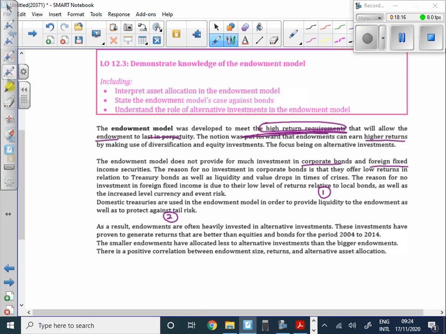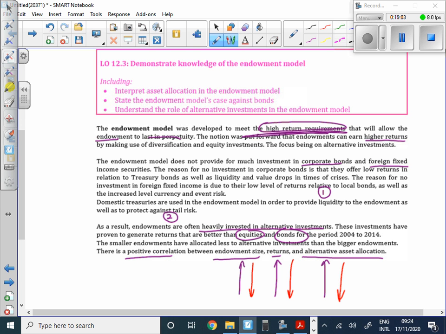They are heavily invested in alternative investments, which over time, and of course subject to debate, generally have proven to offer better returns than the traditional equities and bonds. Good. So remember, it's something that we look at. Another interesting point about the endowment model: there is a positive correlation between the size of the endowment, the returns, and the amount that they allocate to alternative investments. In other words, the bigger the endowment, the higher the returns, and the higher the allocation towards alternatives. Conversely, the smaller the endowment, the lower the returns, and the lower the allocation towards alternatives.